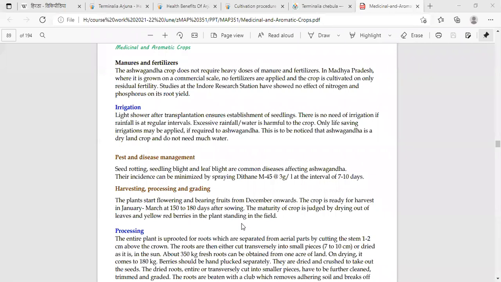Only seed rotting and seedling blights take place at the nursery stage. We can see seedling blights, or drying, or black to brown patches formed on the leaves of the plant. This is known as blight. At this stage it can be minimized or reduced by spraying Dithane M45, which is a fungicide, at a concentration of 3 grams per liter at an interval of 7 to 10 days.